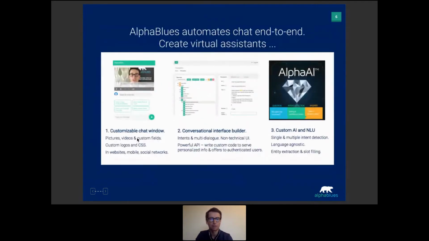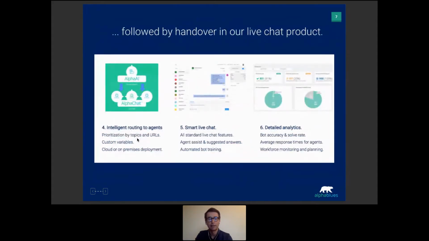And the product that we have is end-to-end. We provide a customizable chat window. You have the whole conversational interface builder, either through a graphical user interface or through an API, plus all the natural language understanding tools that we have built ourselves to build and train the bot, something we'll cover today. And then we also have live chat, so intelligent routing to agents, the full live chat tool for agents to use, and all kinds of statistics that go with it. So what you have is an end-to-end product that you can use.